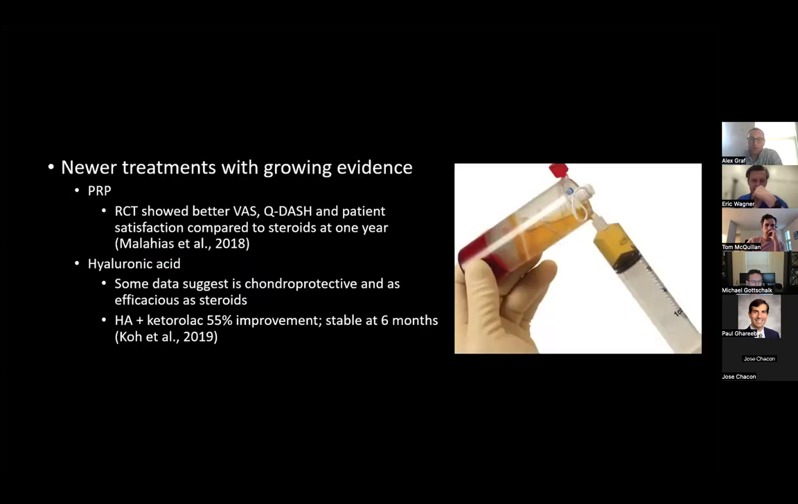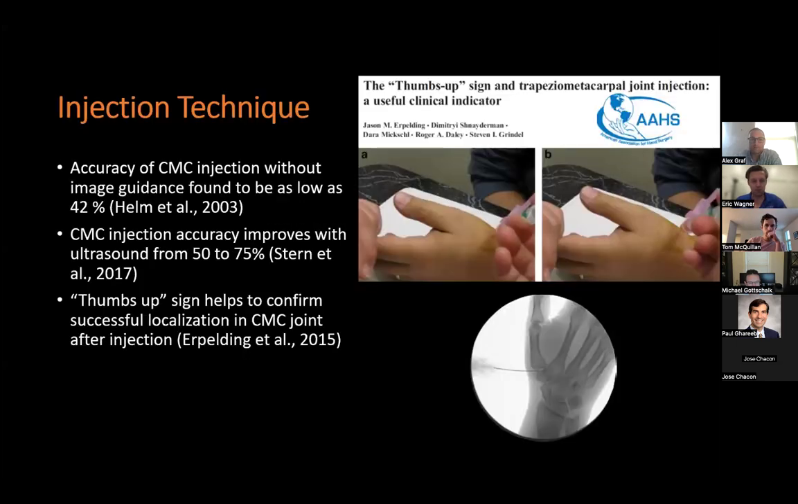There are some newer treatments and some biologics with growing evidence. They aren't covered by insurance, but for completeness' sake, PRP actually does have a randomized control trial showing superiority to steroids at 1 year. Synvisc or hyaluronic acid also has some evidence of efficacy, and there's some thought that it may be chondroprotective, but it's not covered by insurance. And some of the studies are confounded by other things in the injection, like Toradol, so it's hard to really know if these are really superior or not.